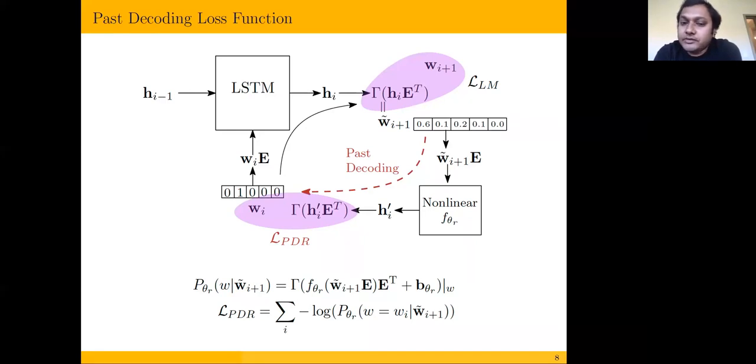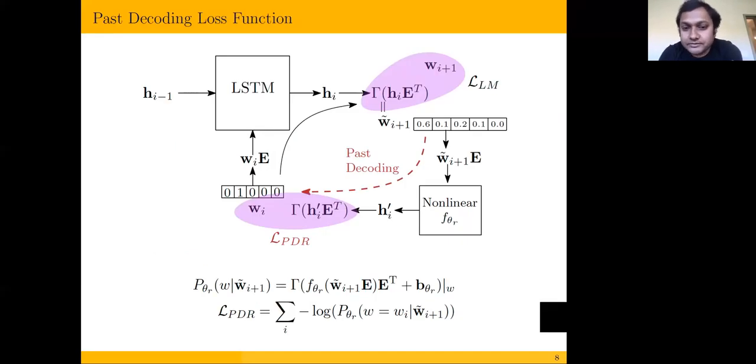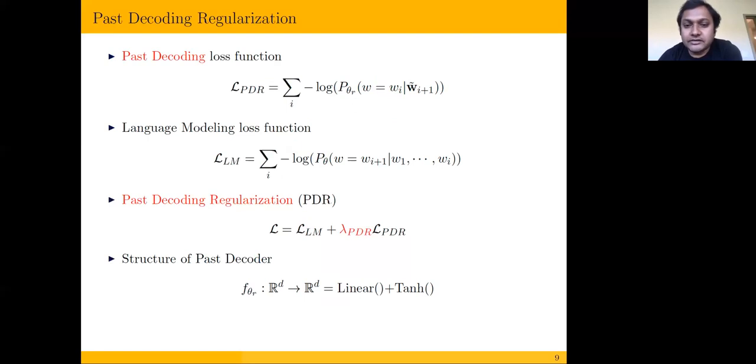We can then compute a normal cross entropy term, which we term as L_PDR. PDR stands for past decoding regularization. And this term can be used as a regularization term in the normal loss function, which is the LLM loss, right? In other words, this is what the final thing looks like. The past decoding loss function is defined as this lower ellipse, the cross entropy between the current token and the past decoded probability. The normal loss function is between the next token probability and the actual next token, okay? And the combined loss term is then the normal language modeling loss term plus the past decoding regularization loss term, of course with the weight lambda, which is determined through experimentation.